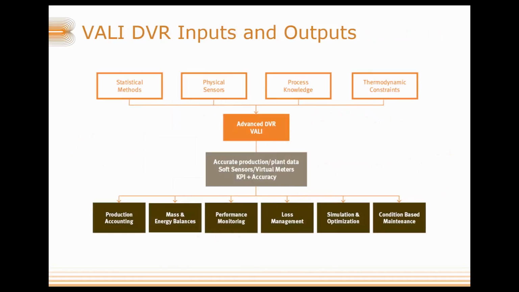Using these technologies, you can build different types of business applications which have different purposes. For example, production accounting to account for the production in a process plant like a refinery, for example, mass and energy balance, performance monitoring, loss management, and so on. The example that I'm going to show now is located in this area, mass and energy balance and performance monitoring.